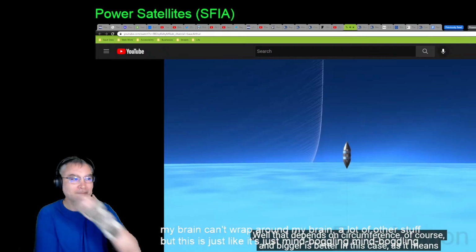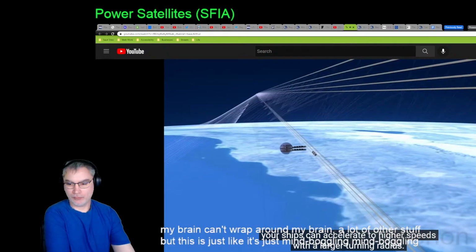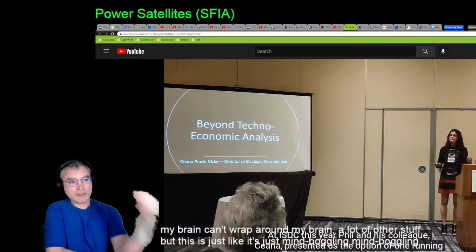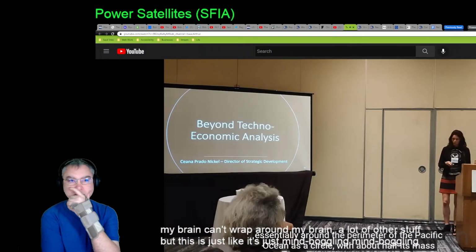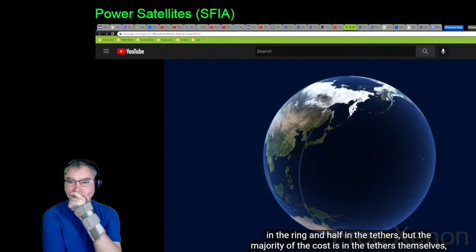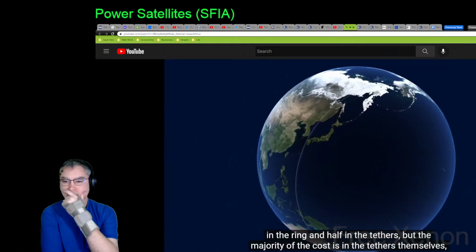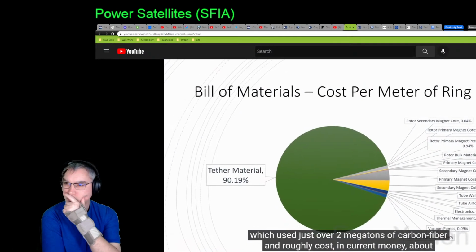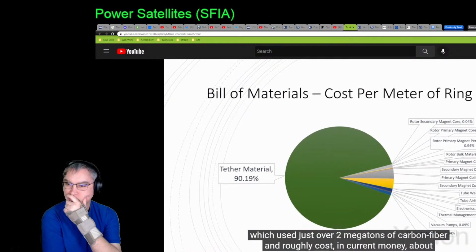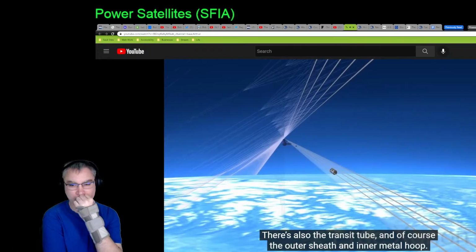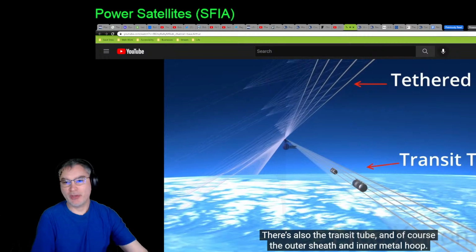In this case, as it means your ship can accelerate to higher speeds with a larger turning radius. At the ISDC this year, Phil and his colleague, Shayna, presented us the option of one running essentially around the perimeter of the Pacific Ocean as a circle, with about half its mass in the ring and half in the tethers, but the majority of the cost is in the tethers themselves, which use just over 2 megatons of carbon fiber and roughly cost, in current money, about $45 billion. There's also the transit tube, and of course the outer sheath and inner.